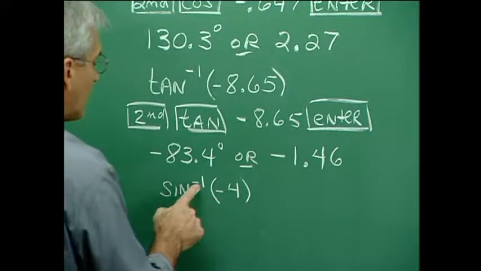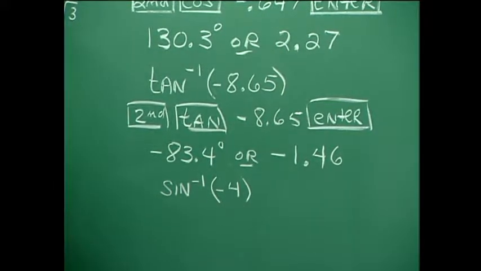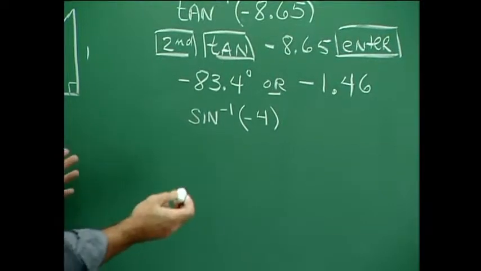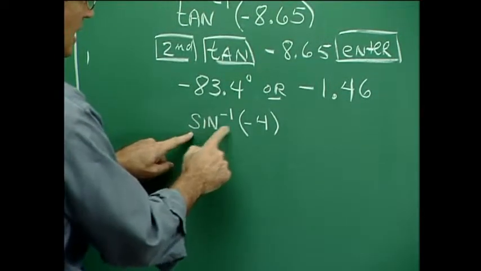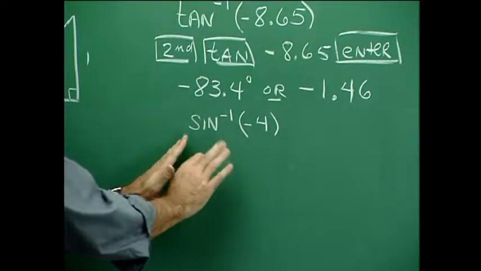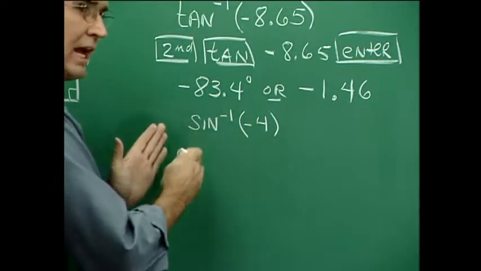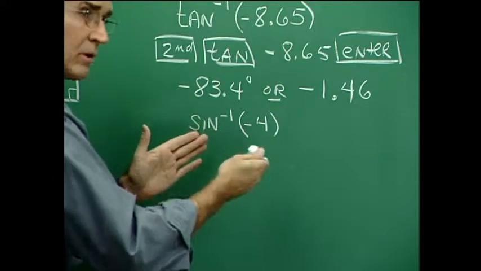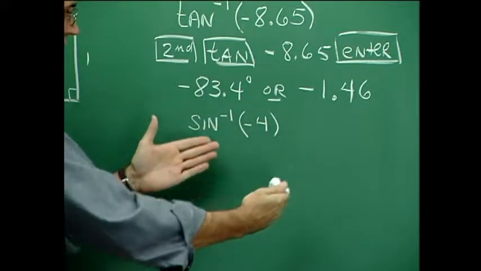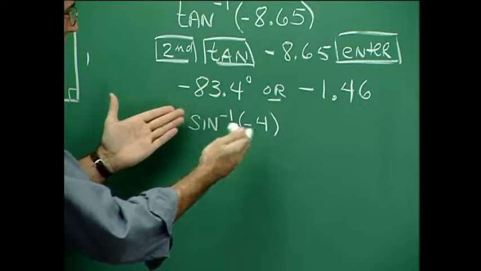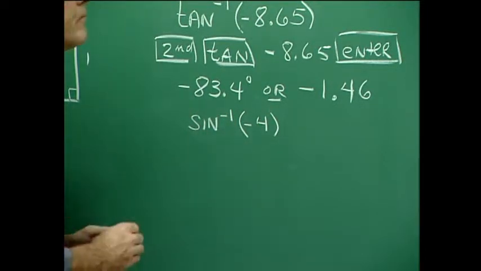All right, consider the inverse sine of -4. And it turns out that this is kind of a trick question, that we can't really find the inverse sine of -4 because it's a request for the angle whose sine is -4. But the sine of angles is a number between -1 and 1. And this is a request outside of that interval, and therefore it's an impossibility.